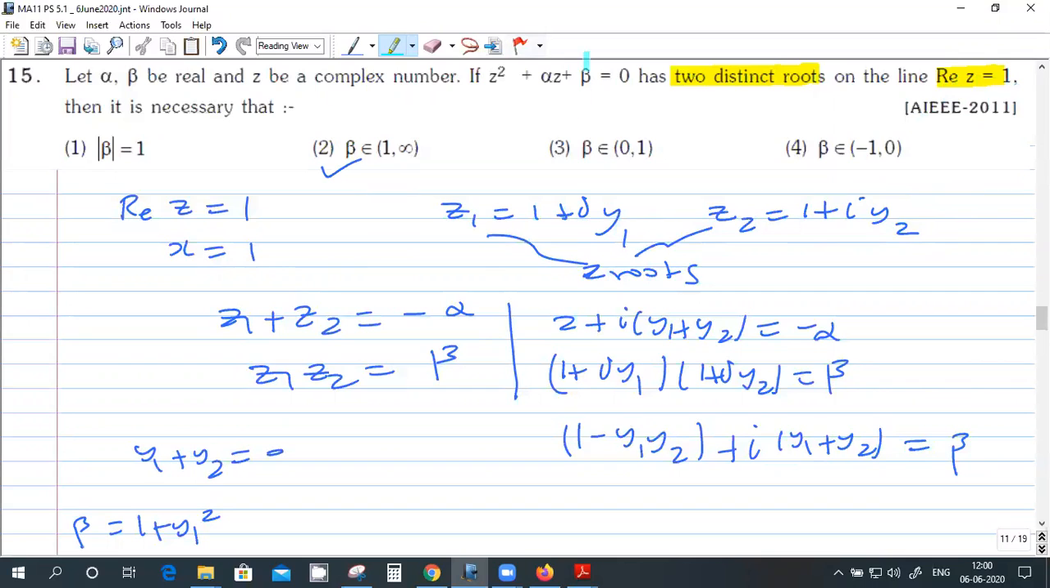And then sum of the roots is minus alpha. Product of the roots is beta. So from this, if you use this for z1, z2, you get these two relations. And alpha and beta are real, right? So this imaginary part should be 0. So from this you get y2 as minus y1, and beta when this thing becomes 0 is 1 plus y1 square. So this is greater than 1 and less than infinity. That is the range of beta.